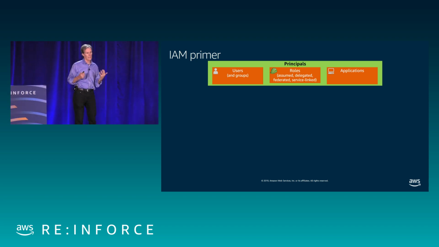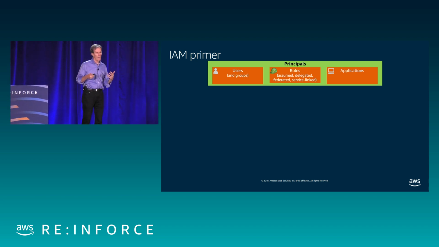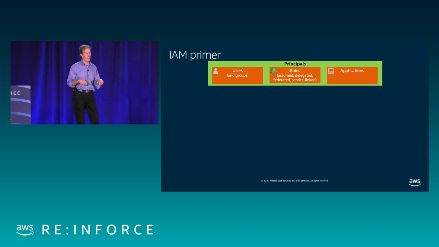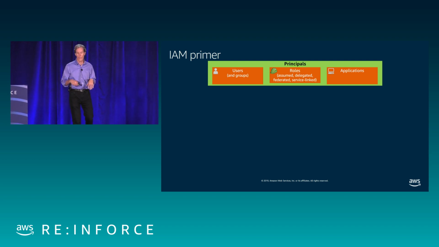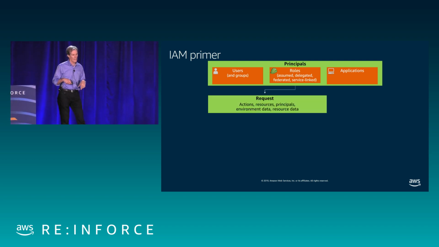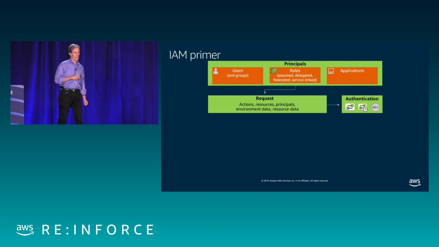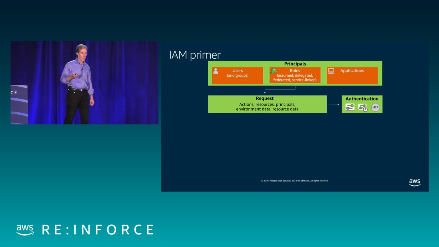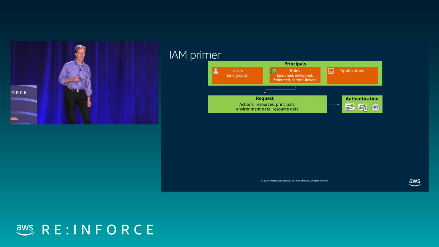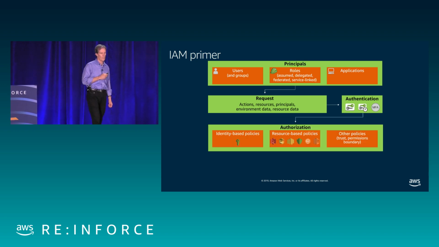So an identity is a principal, and let's say that identity wants to do something in AWS, access some resource. So the journey for doing that is to make a request. And IAM gets involved at that point and authenticates that principal. Are you who you claim to be? And assuming the answer is yes, then the next step is to authorize what that principal can do.